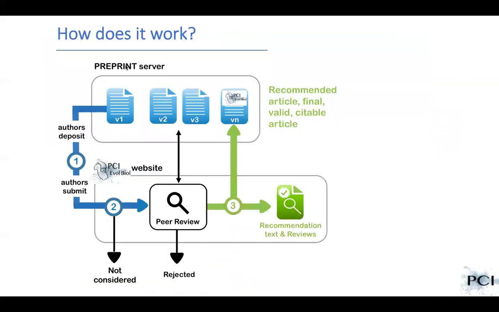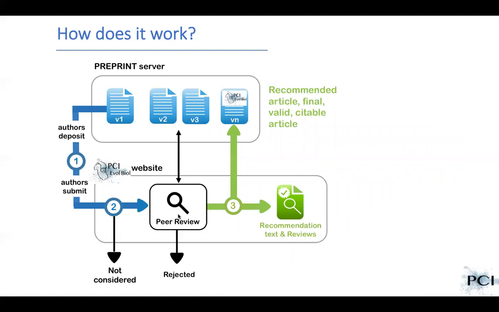This is how PCI works. First, authors deposit a preprint on a preprint server, for example, on arXiv or bioRxiv. Then they submit the link to the corresponding thematic PCI, for example, PCI Evolutionary Biology. If a recommender of the PCI finds a preprint particularly interesting, they can initiate the evaluation process. A recommender is the equivalent of an associate editor in a traditional journal system.